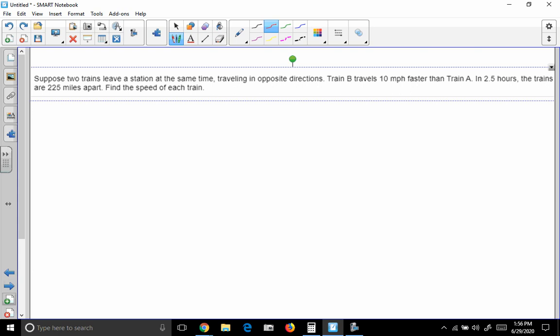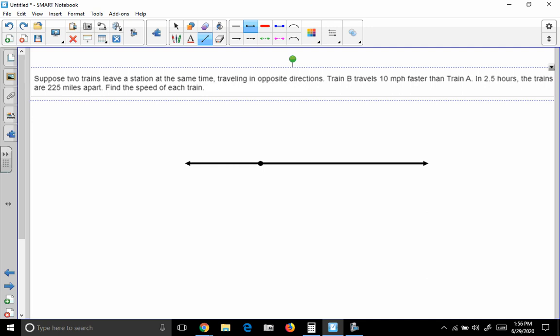Okay, let's take a look at this one. So this one deals with trains, and they're leaving a station at the same time, and they're traveling in opposite directions. So if the train station is here, one is going in this direction, one's going in the opposite direction. So let's call this part train A and this part train B. And here's the station.